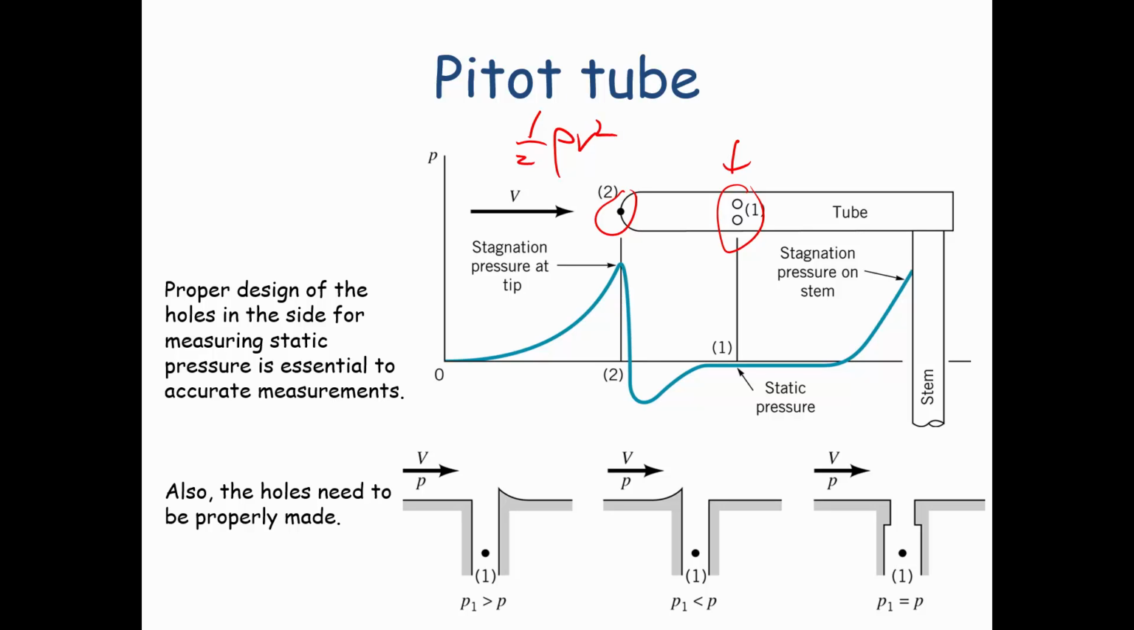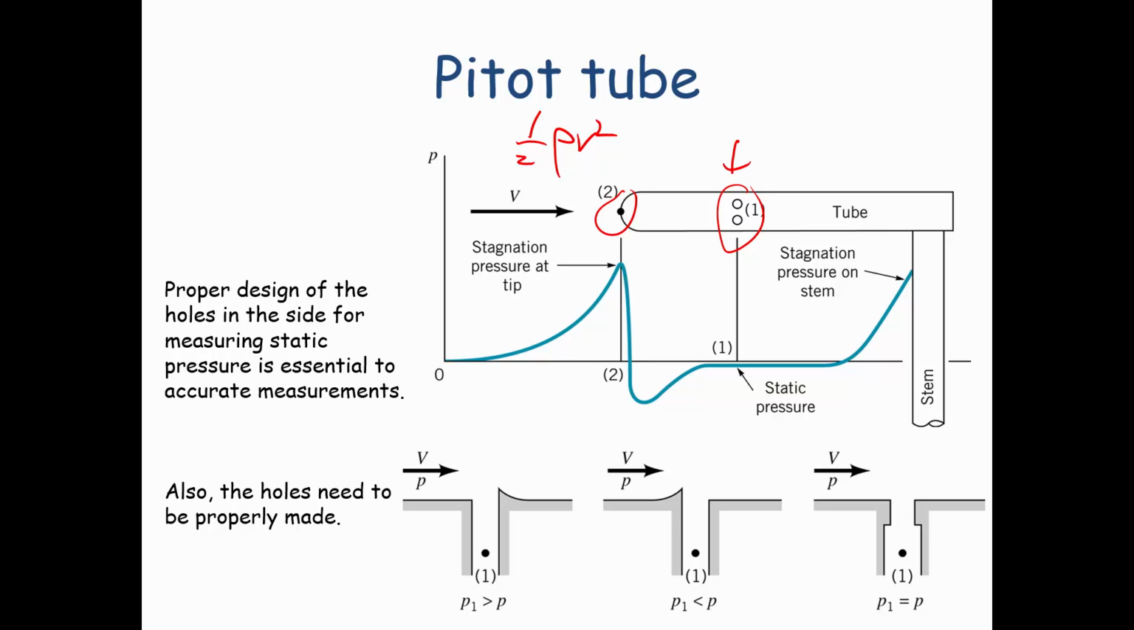And so if you measure the total pressure, subtract off the static pressure that's measured using the openings at point 1, you can then calculate the quantity 1/2 rho v squared, and if you know the density of the fluid, you can calculate the velocity.